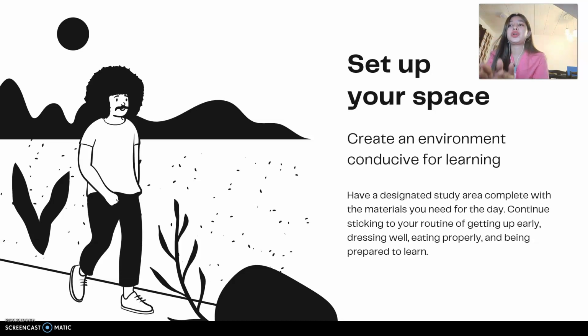Continue sticking to your routine of getting up early, dressing well, eating properly, and being prepared to learn, because consistency is always the key. If you stick to your routine of getting up early, dressing well, and so on, you may build this habit at mas magiging motivated ka para matuto every day.